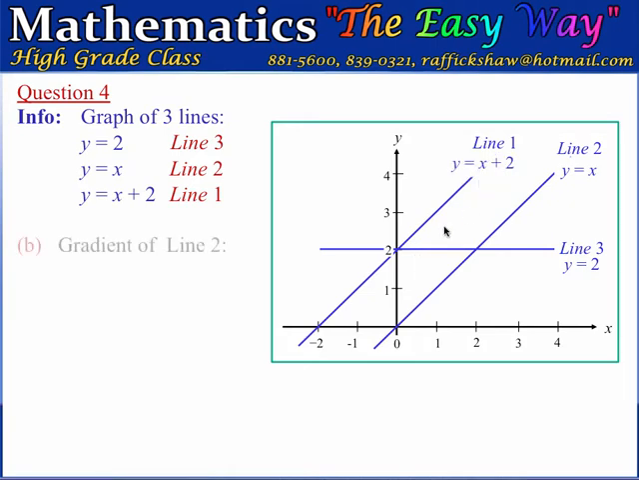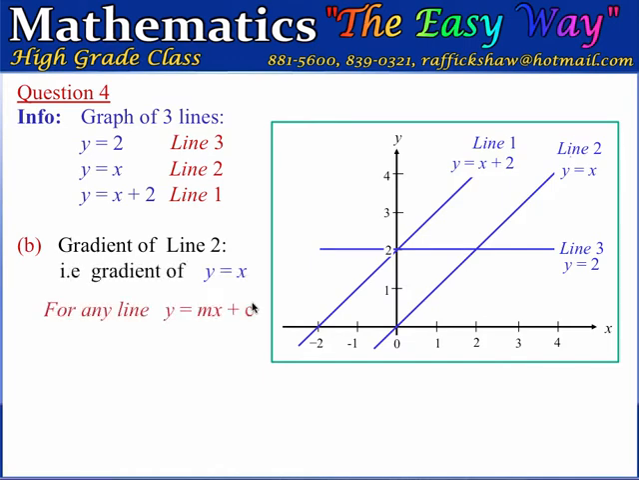And now we're asked to show that the gradient of line 2 is equal to 1. That's what part B is asking us, to show that the gradient of this line, y equals x, is equal to 1. Now, that line is y equals x, and remember, for any line y equals mx plus c, m is the gradient and c is the y-axis intercept. And so, since line 2 has the equation y equals x, it means that the constant m would be equal to 1. And so the gradient of this line y equals x is equal to 1.